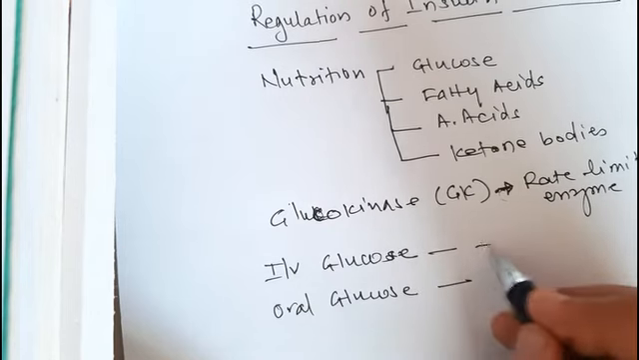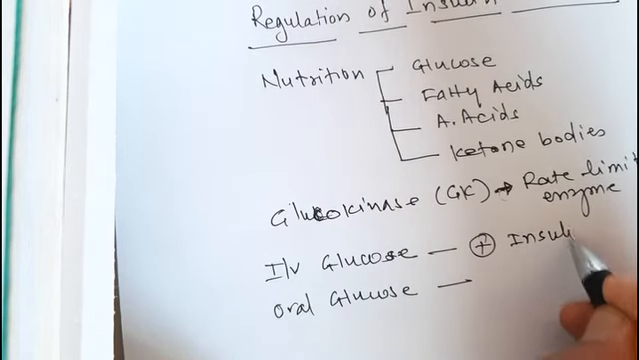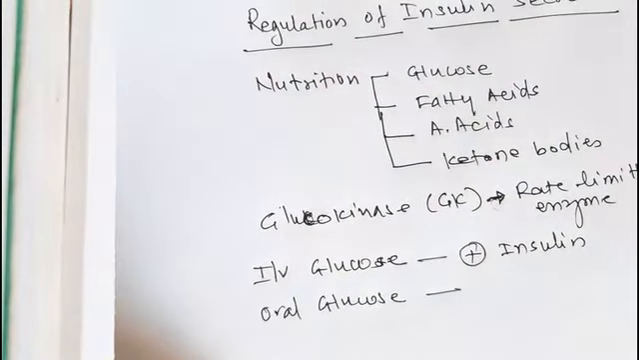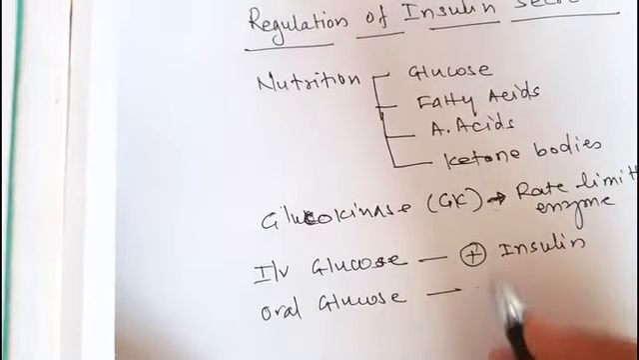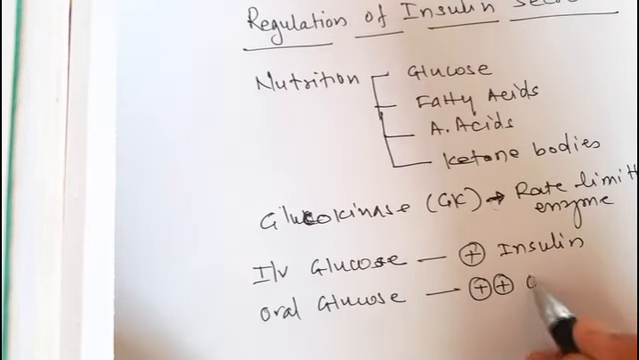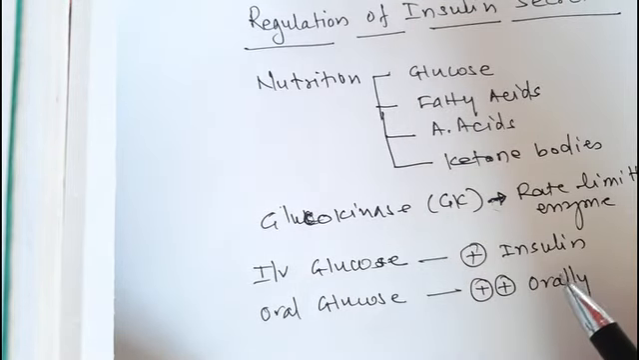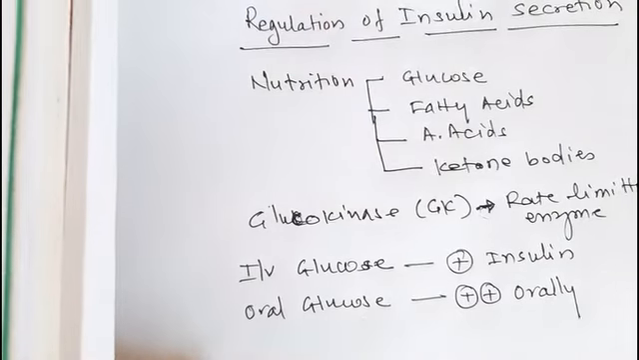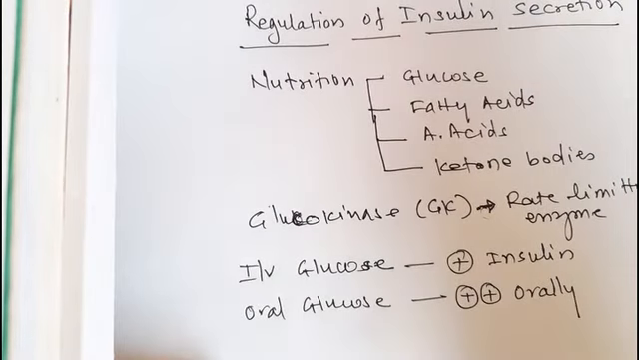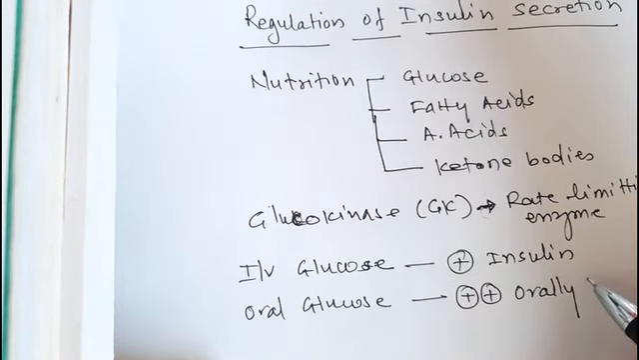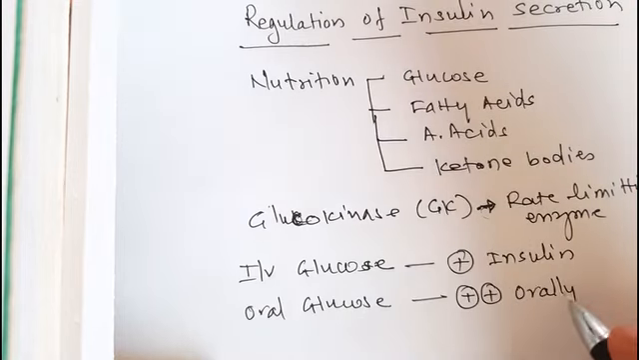The stimulus for the secretion of insulin, or the quantity of insulin secreted, is more in the case of oral glucose than that of intravenous glucose. It is established that when you give glucose intravenously versus orally, what will happen? The quantity of insulin secreted is more with oral glucose, so the stimulus is more.